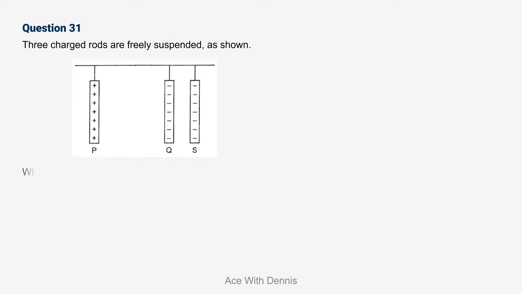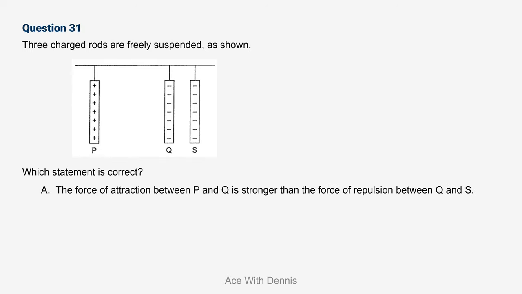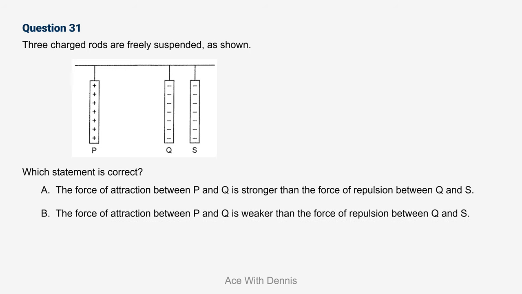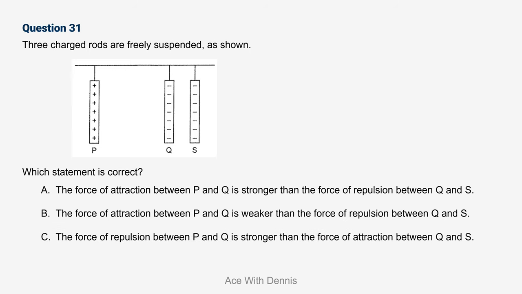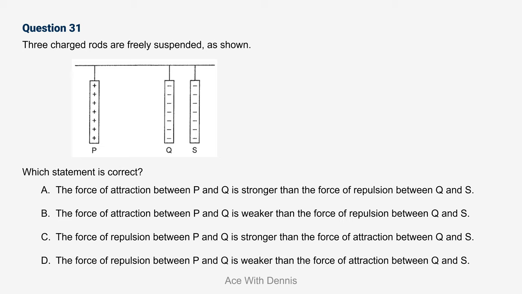Question 31. Three charged rods are freely suspended as shown. Which statement is correct? A. The force of attraction between P and Q is stronger than the force of repulsion between Q and S. B. The force of attraction between P and Q is weaker than the force of repulsion between Q and S. C. The force of repulsion between P and Q is stronger than the force of attraction between Q and S. D. The force of repulsion between P and Q is weaker than the force of attraction between Q and S.